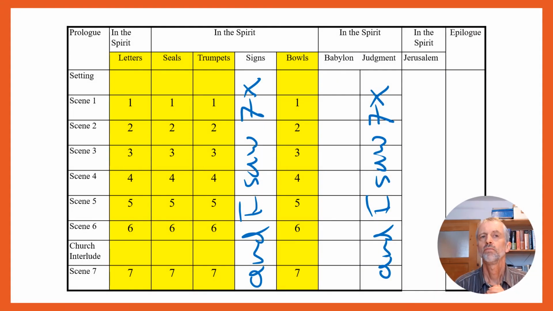In the column marked signs, there are 7 scenes that are introduced in Greek with the exact same words, "and I saw." Unfortunately, this is often lost in translation. And the same is true for the column marked Judgment in chapter 19 and 20. There too, there are 7 scenes introduced with the exact same words in Greek, "and I saw."